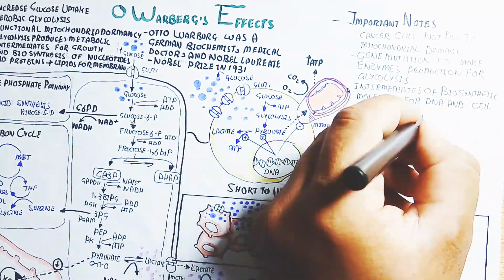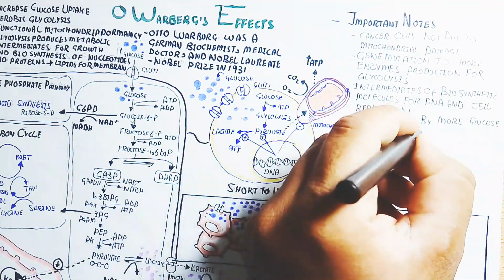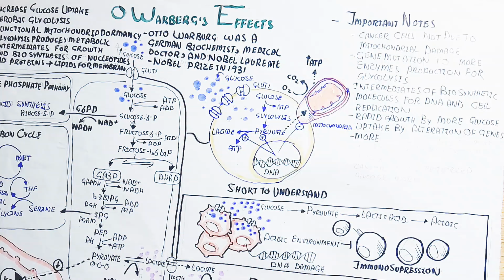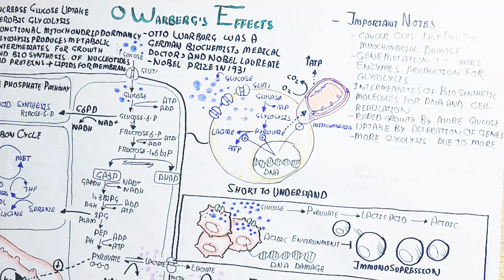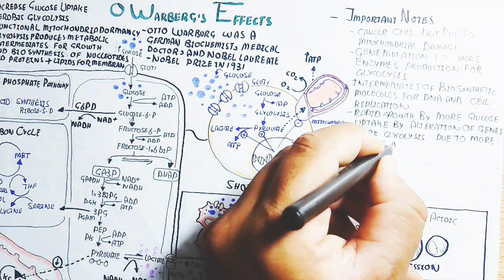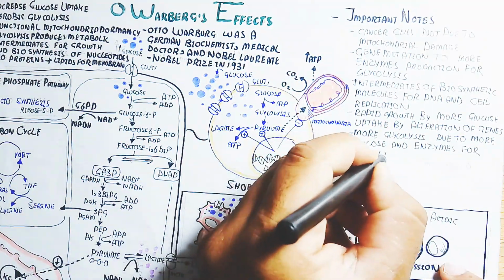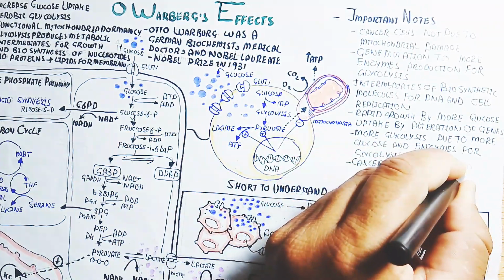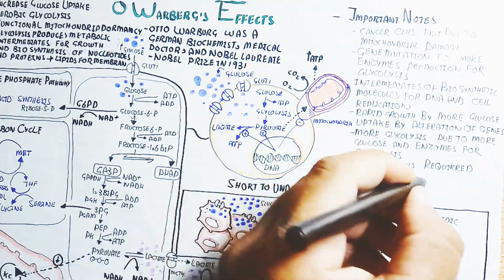More glycolysis occurs due to more glucose, and the enzymes for glycolysis increase. Cancer cells require more glucose. So the Warburg effect means more glucose is used aerobically in the presence of oxygen, while producing lactate that leads to an acidic environment, and immunosuppression leads to the progression of metastasis and cancer.